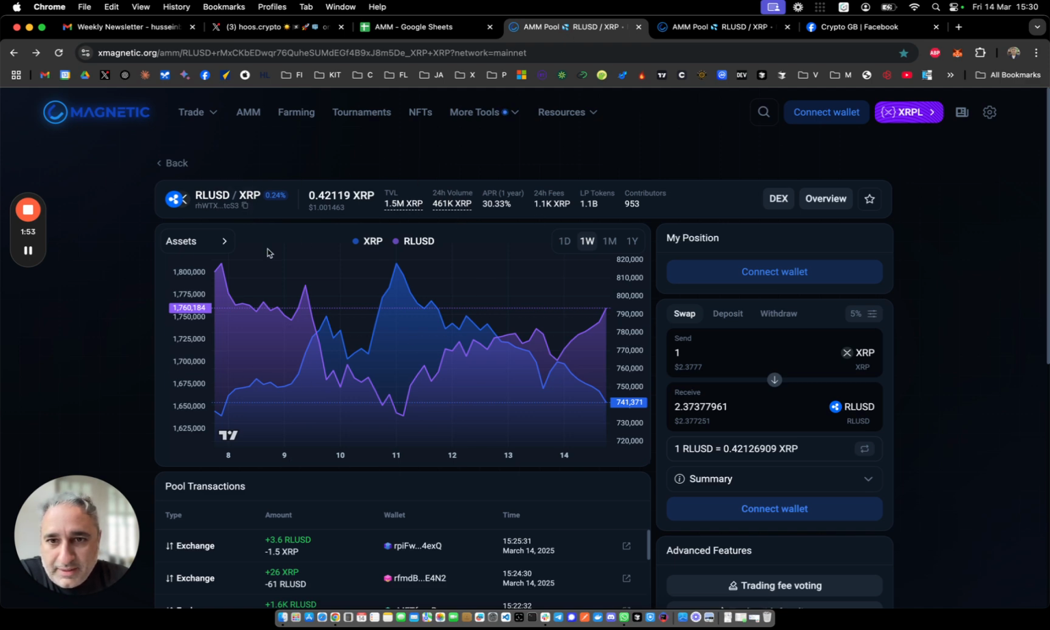I'm using X Magnetic here. I'm looking at the assets in the RLUSD XRP pool. And as you can see, the proportion of these assets changes over time, and the proportion determines the exchange rate of the AMM. Now, obviously, external factors from the outside world, arbitrages, and the DEX play an important role in determining this price. But the price that's presented from the pool is always simply the proportion of these two assets, and they change.